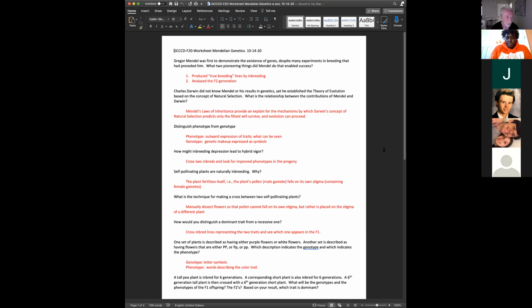Distinguish phenotype from genotype. Phenotype is the outward expression of traits, what you see with your eyes. Genotype is the genetic makeup, and it's expressed as symbols, usually letters.